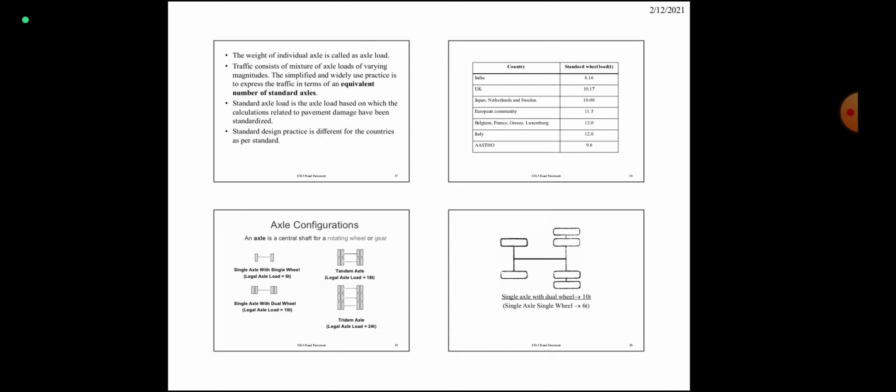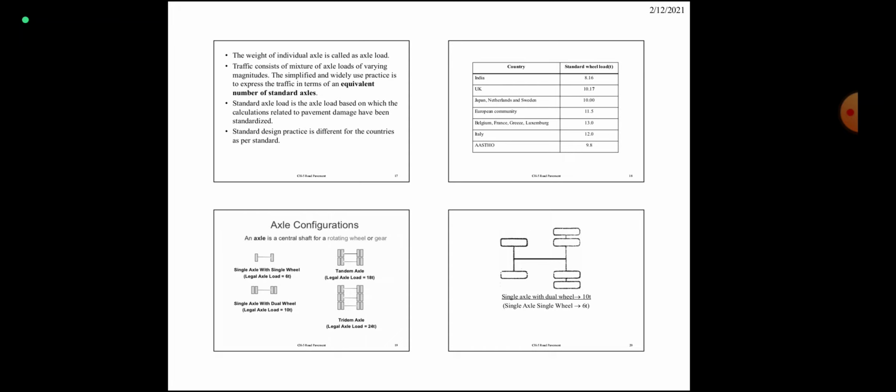Axle configuration. An axle is a central shaft for a rotating wheel or gear. Single axle with single wheel: legal axle load equal to 6T. Single axle with dual wheel: legal axle load equal to 10T. Tandem axle: legal axle load equal to 18T.